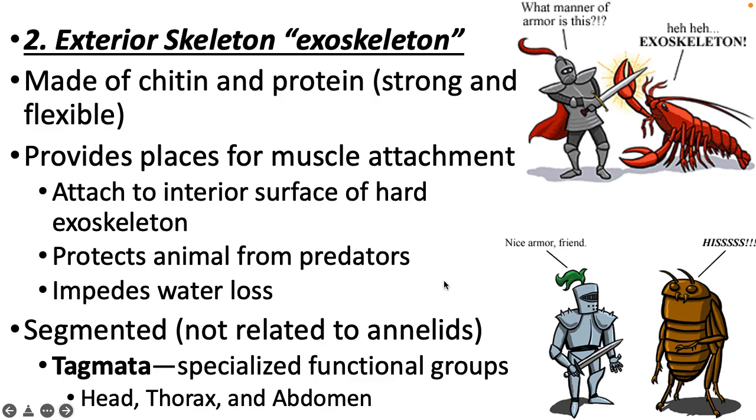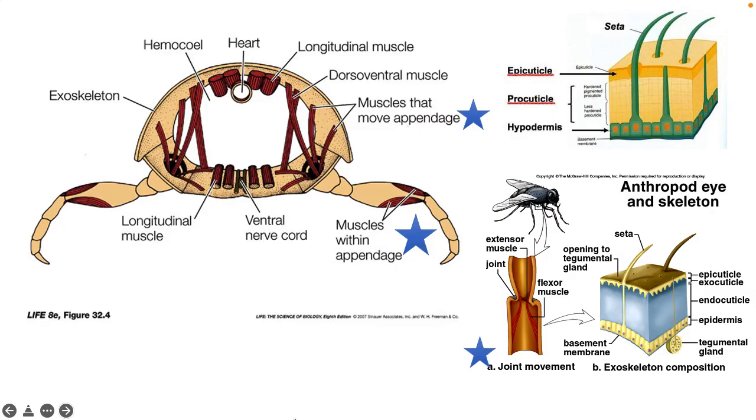Another thing about the exoskeleton is that it's segmented, so you can see lots of segmentation here. Specialized regions of that segmentation we call tagmata. Most arthropods have three tagmata, but some only have two: head, thorax, and abdomen. Your head will have mostly sensory and feeding structures, your thorax will probably be for locomotion, and the abdomen maybe some other specialized structures. Here's what I mean by muscles attaching to the inside of your exoskeleton. They work like pulleys and levers, so a small contraction can cause a huge movement. I put the little stars there to show you that muscle attachment.